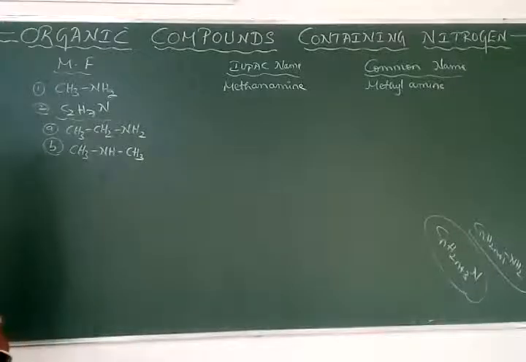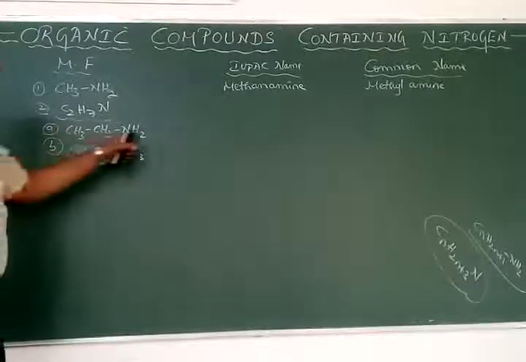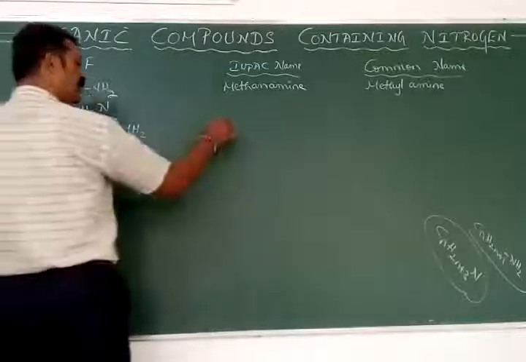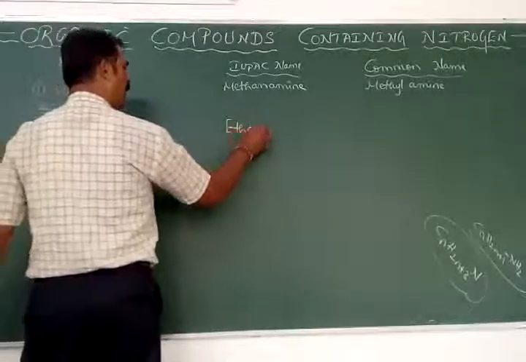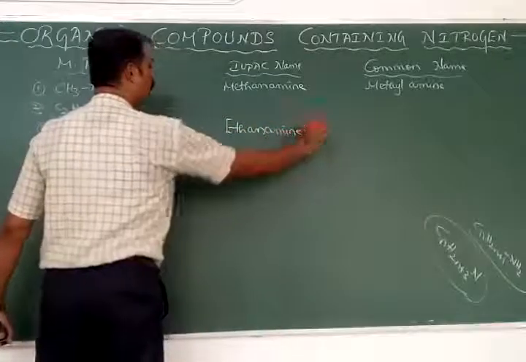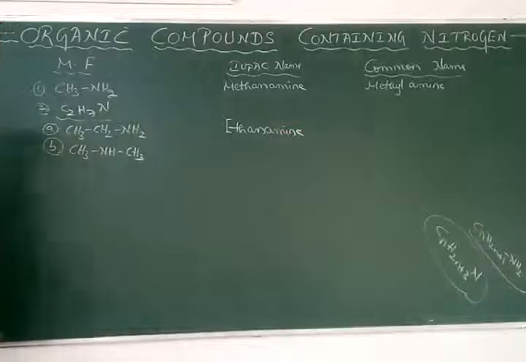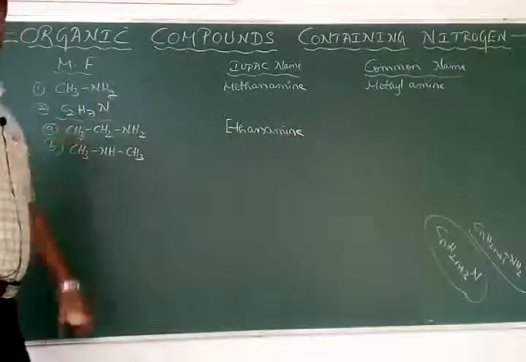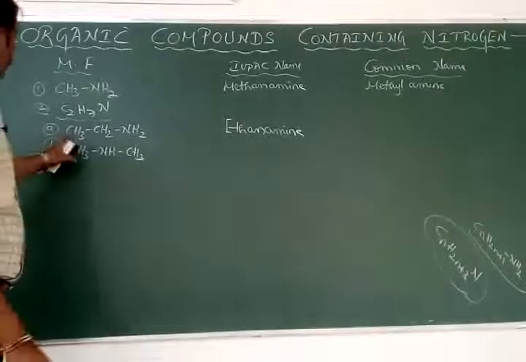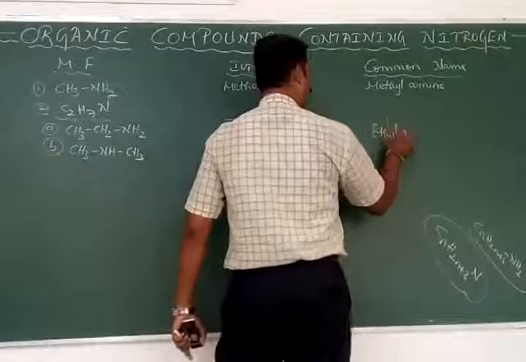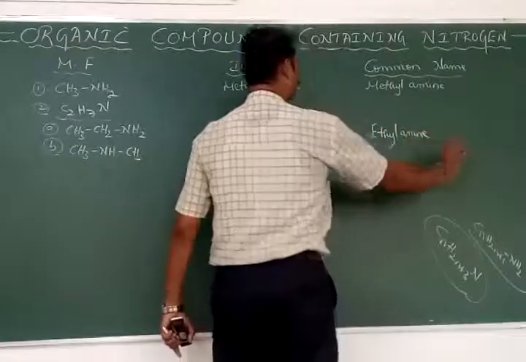Then what is the IUPAC name with respect to CH3CH2NH2? Here the root word is eth. Saturated means ane. Functional group amine, so it is called ethanamine, and the position is 1. That is what is called ethanamine. And the common name is alkylamine. The alkyl group is the ethyl group. Therefore, the name of that one is going to be ethylamine.